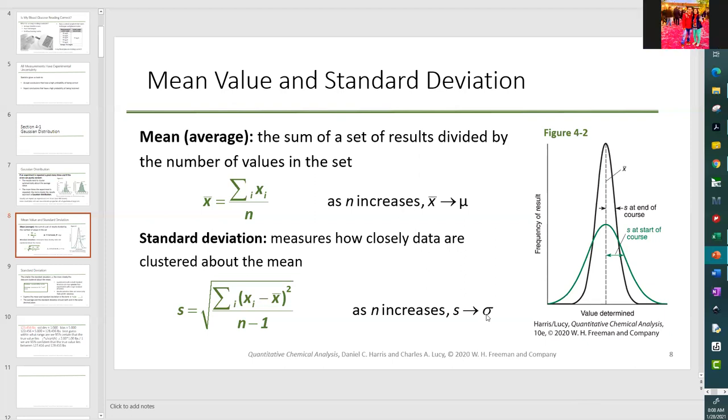Dr. Terrell, what do mu and sigma stand for in this line? Oh, okay, so mu is the mean. Mu is the most probable measurement, right? It's what you would describe as the real answer. You know, the answer. If you were God, you would know mu.